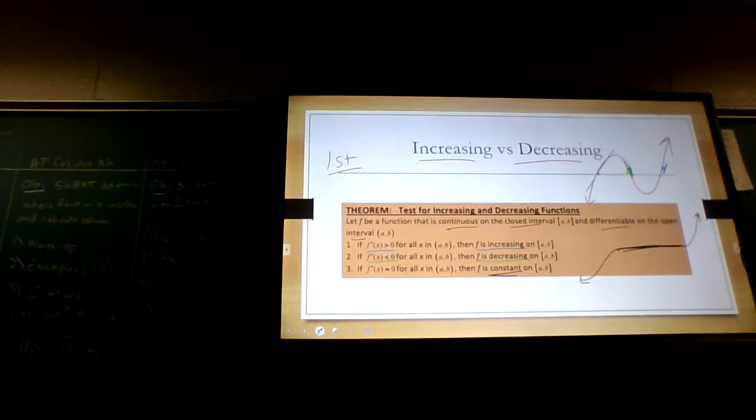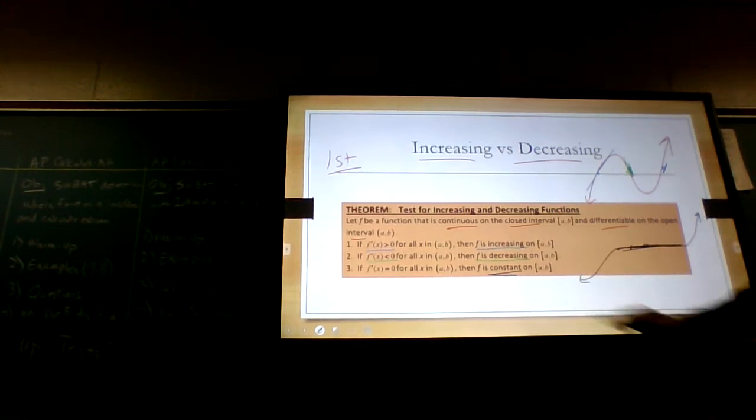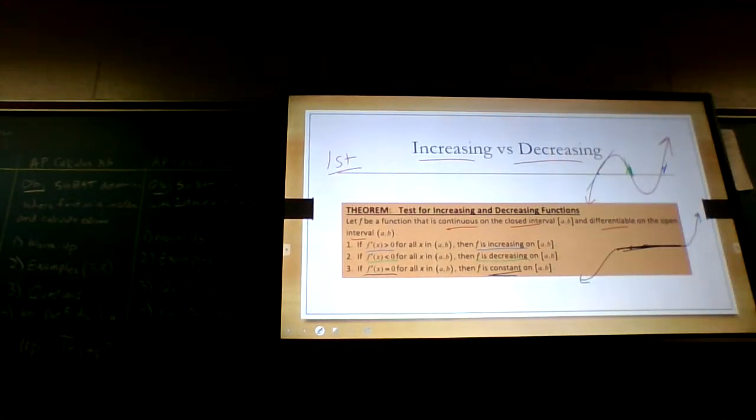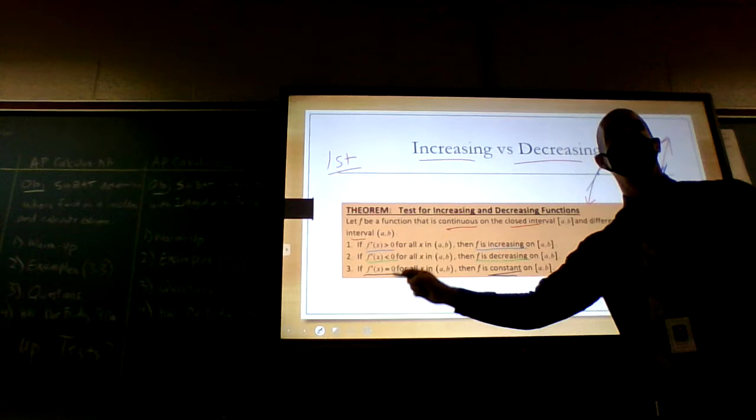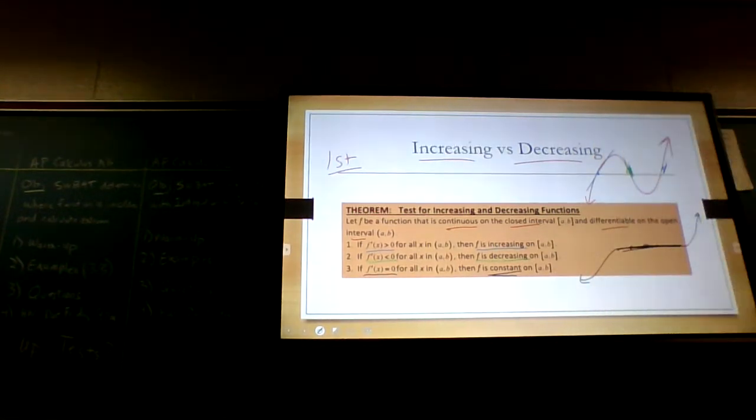It's staying the same. f of 5 is, let's say, 7. f of 6 is, let's say, 7. f of 7 is, let's say, 7. The function's staying 7. It's constant. So if f prime is 0, in other words, the slope's not changing, it's staying the same, it's constant. Let me say that again. If f prime is 0, the function is constant and is not changing. I think I said that slightly incorrectly. Okay, so let's see an example of that.